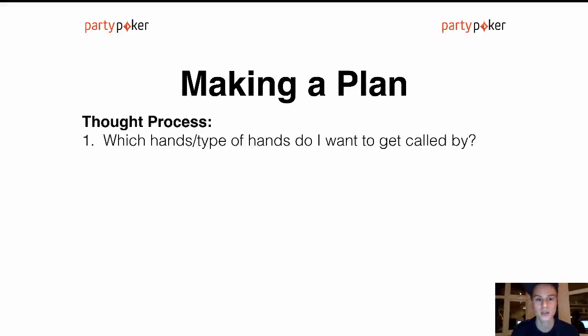First of all, ask yourself, which hands or which type of hands do you want to get called by? Having a target calling range for your opponent helps you identify clear spots and also helps you make a plan, because you can consider how many streets you want to bet for value or how big you can bet to get called by this range that you target. Which brings me to the second point.